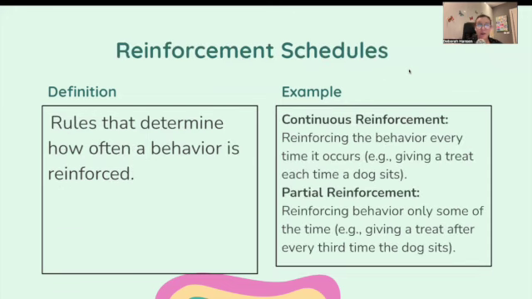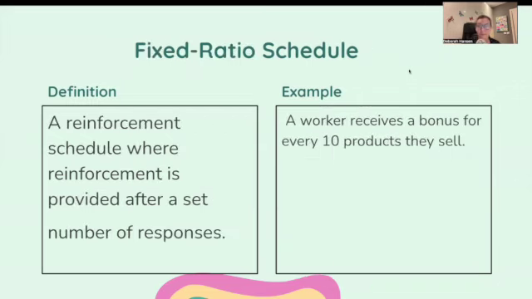Reinforcement schedules, rules that determine how often a behavior is reinforced. For example, continuous reinforcement is reinforcing the behavior every time it occurs, giving a treat every time your dog sits. Partial reinforcement is reinforcing behavior only some of the time. For example, giving a treat after every third time the dog sits.